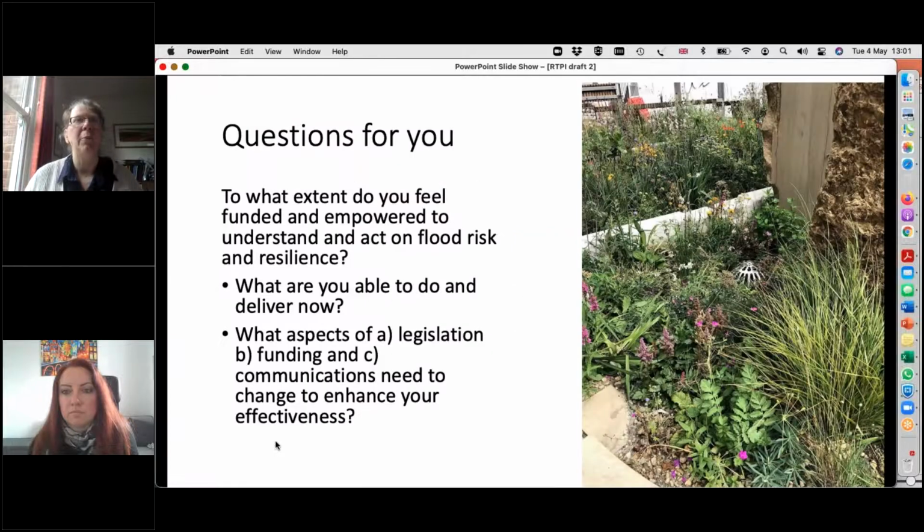So just as a sort of endpoint, really, some questions for you. As I say, I'm not an expert really in the current context of planners. So I'm interested from you about the extent to which you feel funded and empowered to understand and act on flood risk and resilience. You know, what are you able to do and deliver now on the positive side, but on the more questionable side, what aspects of legislation, funding and communications are needed to enhance your effectiveness in addressing the very real flood risk we face?